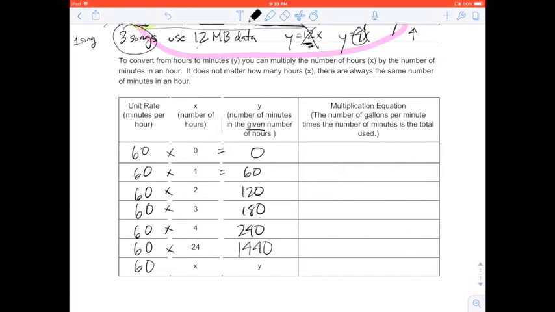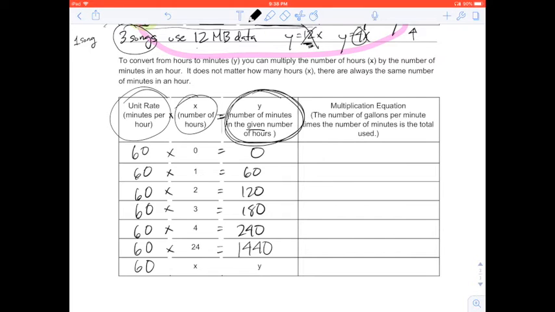Okay. So then we have all of our equals. And I can also go ahead and put one right there. So if we've made sense of this problem before we did this, our total number of minutes in any number of hours is equal to the number of minutes an hour times the number of hours.